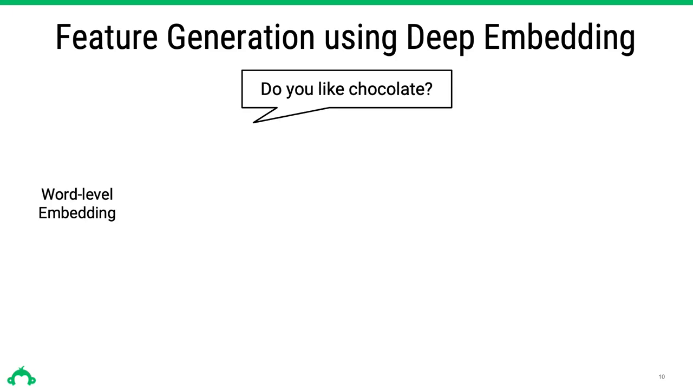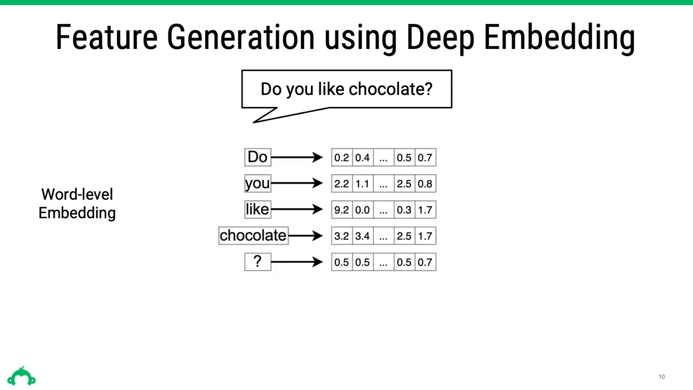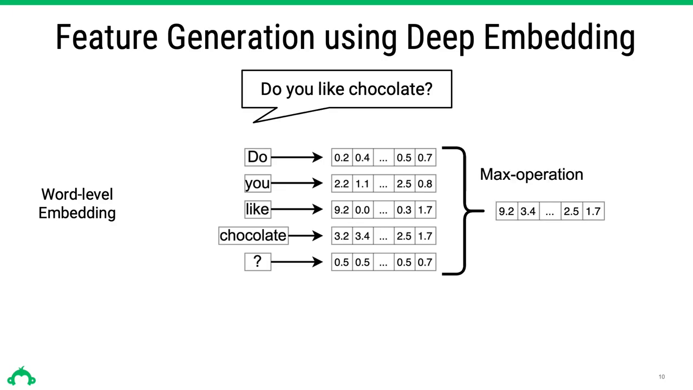The first class of methods is called word level embedding. Using this type of method, we can convert each word token into a numerical representation. We call these numerical representations feature vectors. Then, we can combine these feature vectors using mathematical operations, such as the max operation, to generate the final representation for the question text.